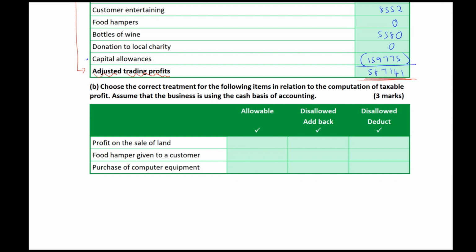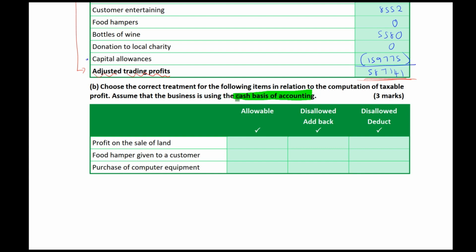So in part B then, choose the correct treatment for the following items in relation to the computation of taxable profit. Assume the business is using the cash basis of accounting.